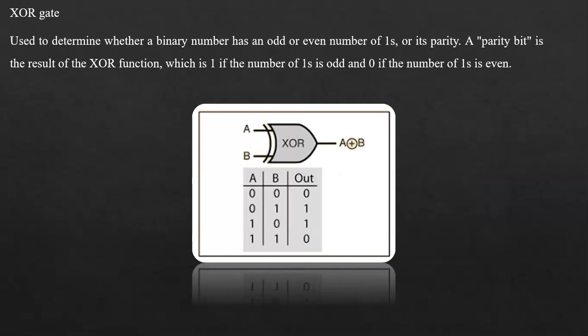XOR gate, used to determine whether a binary number has an odd or even number of ones, or its parity. A parity bit is a result of the XOR function, which is 1 if the number of ones is odd and 0 if the number of ones is even.